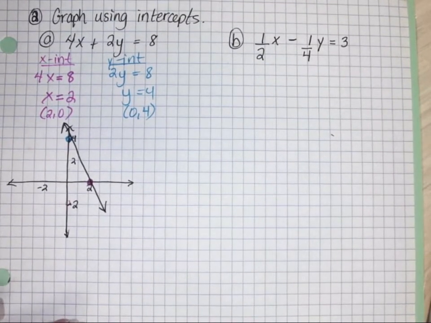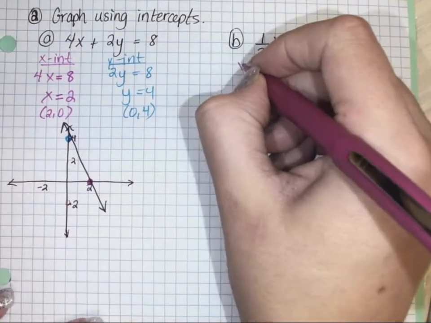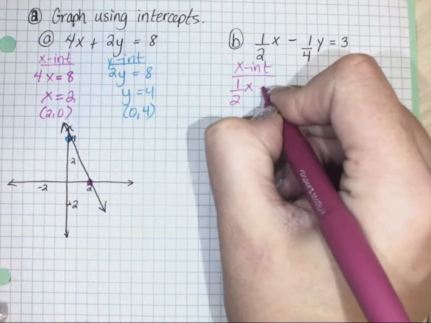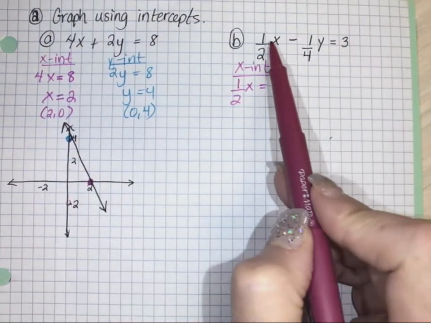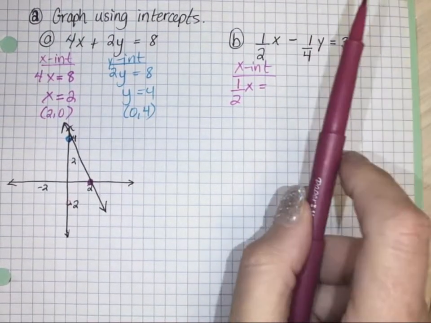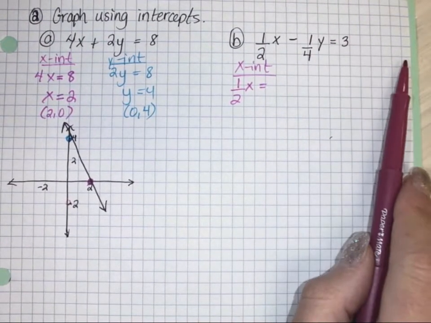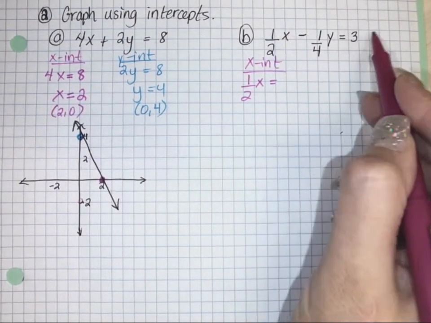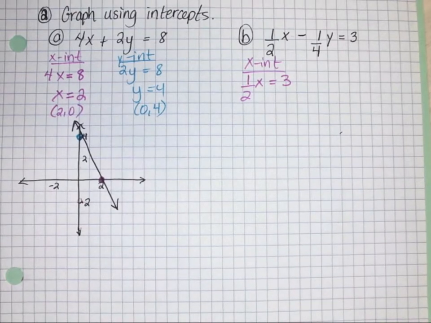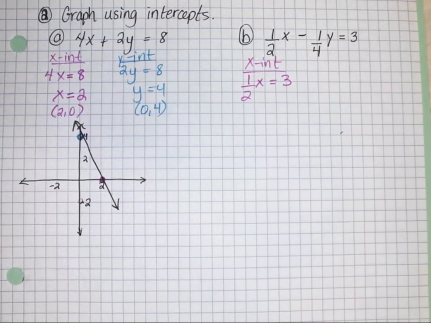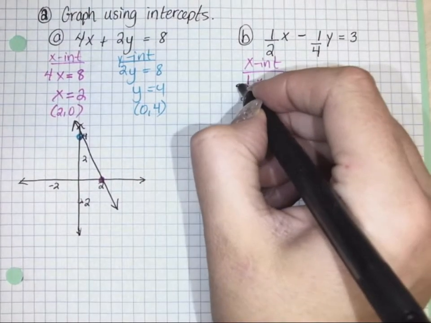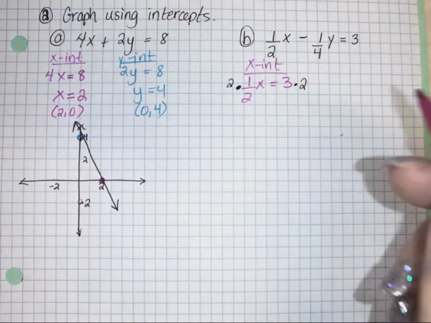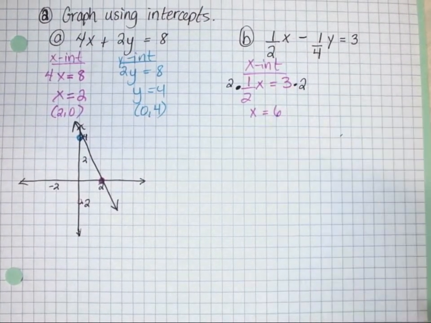Part B. Let's find our x-intercept. First of all, once again, make sure that your x and y are on the same side and all numbers are on the other side. So that's the case, so we're good to go. Set your x term, 1/2 x, equal to 3. When you solve this for x, to get rid of 1/2, you actually multiply by 2. So you end up with x equals 6.